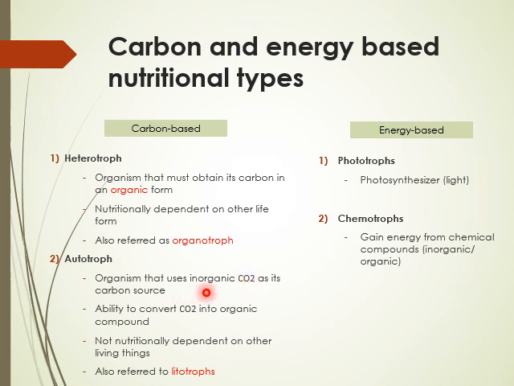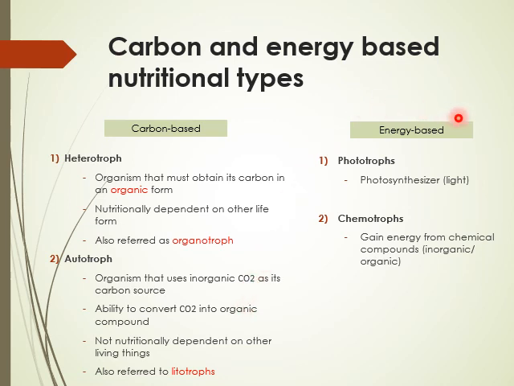So carbon source, the carbon comes from the carbon dioxide. Carbon dioxide is actually an inorganic compound. And this autotroph is able to convert the carbon dioxide into organic compounds, such as glucose and so on. They are not nutritionally dependent. They are independent of other living things. So they are also called lithotroph, because they are dependent on the inorganic. So they are using inorganic compounds.